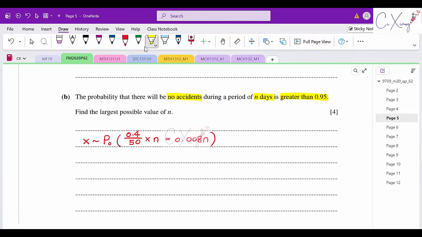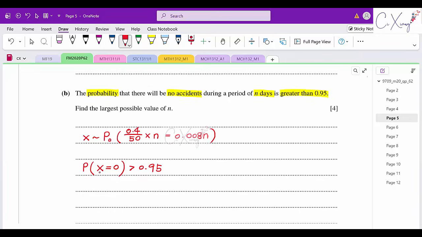How can I convert this particular sentence into symbols? So probability means P. No accident means X equals 0, the number of accidents equals 0. The probability is greater than 0.95, so more than 0.95. Okay, so just put in the formula for x equals 0.